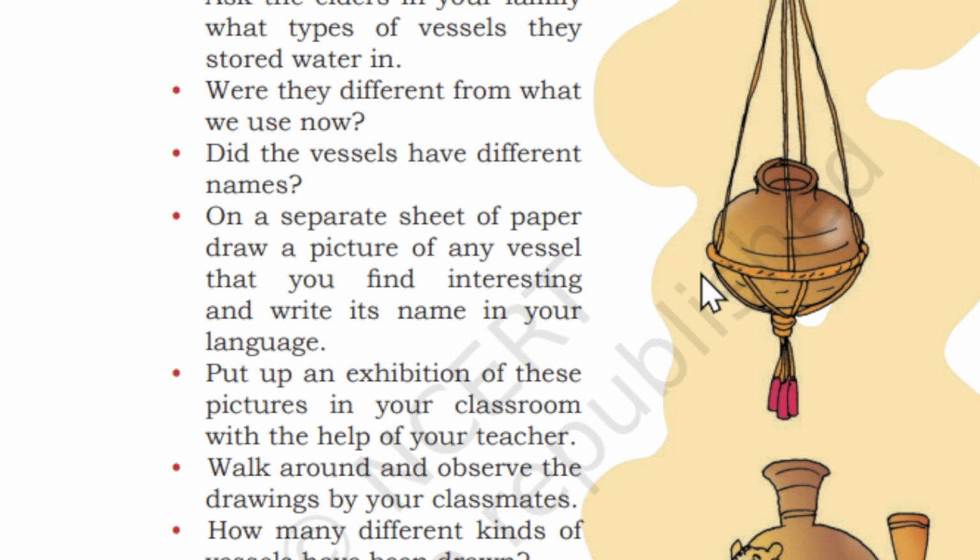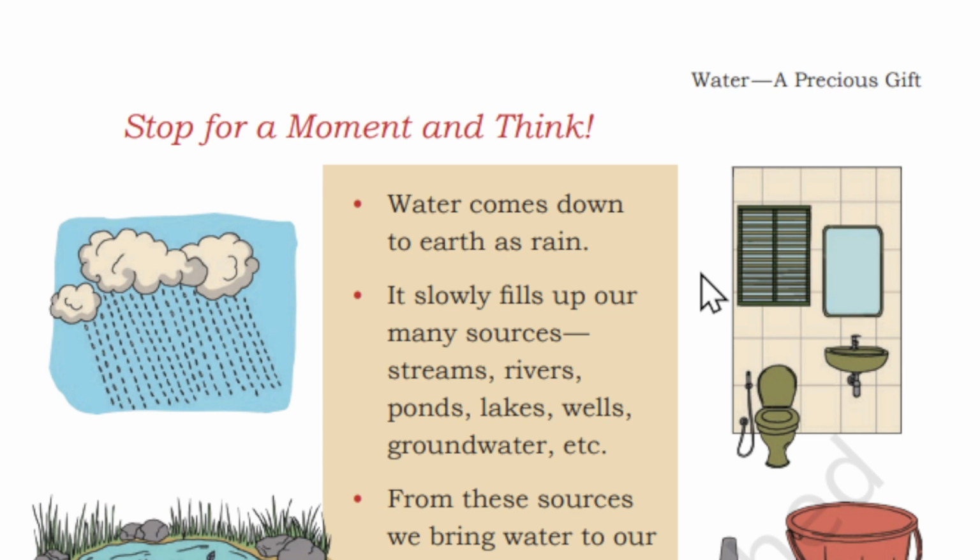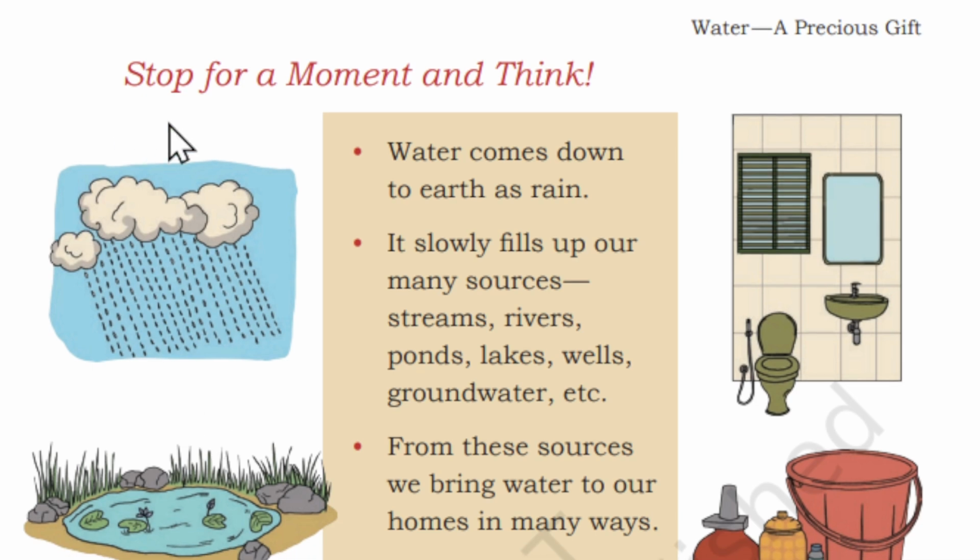All right, so next one is stop for a moment and think. Water comes down to earth as rain. Yes, when it rains, we will get water. Look at this picture. It is raining and water is coming down. It slowly fills up many resources like streams, rivers, ponds, lakes, wells, groundwater, and so on.